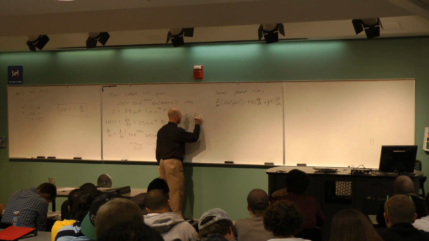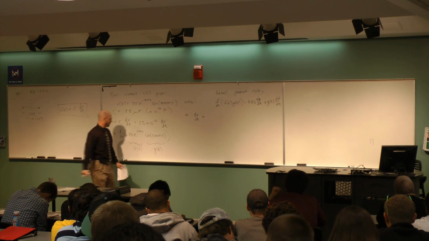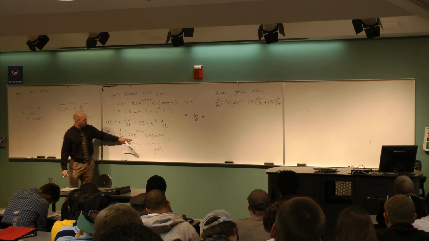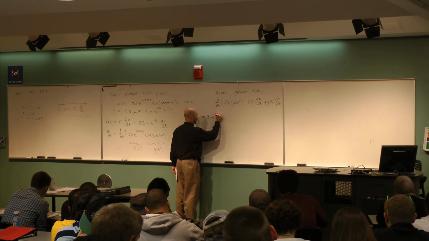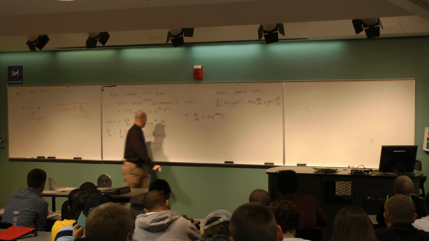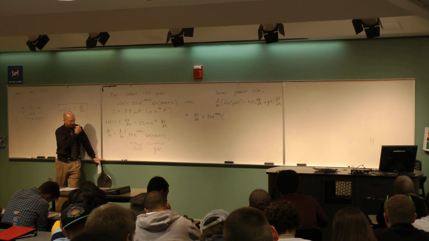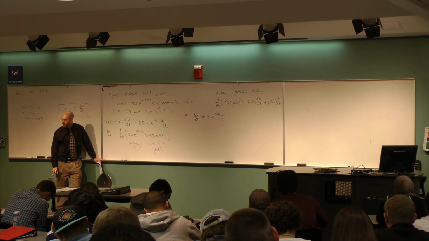So help me out here. dv dt: first function, 20 e to the minus 500 t, times the derivative of g. So g is sine 5,000 pi t. What would be the derivative?